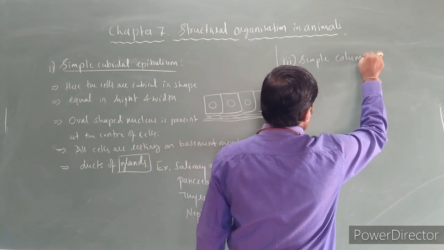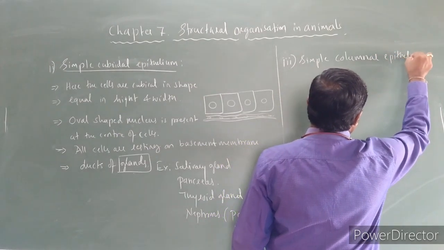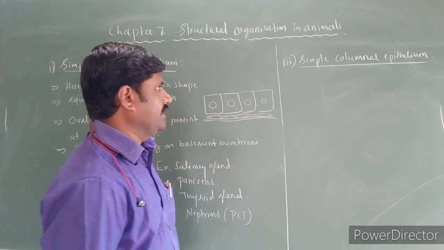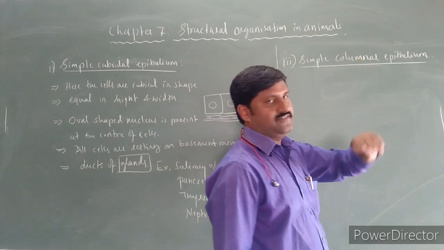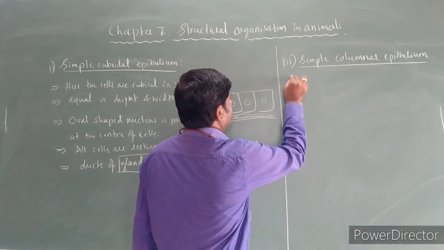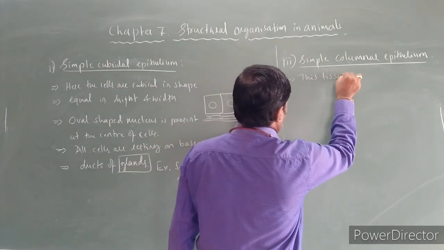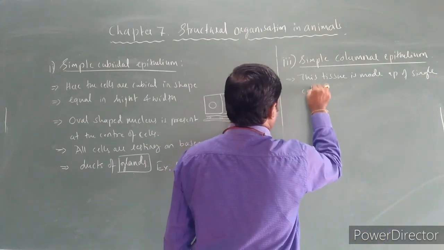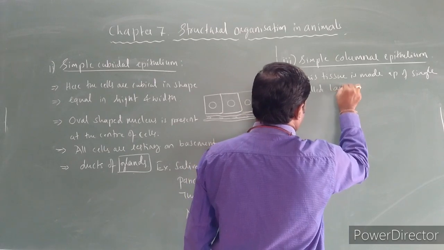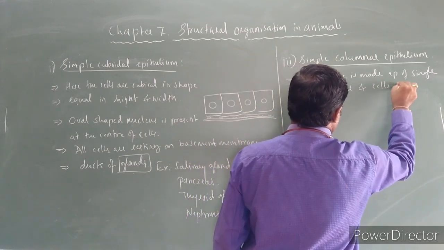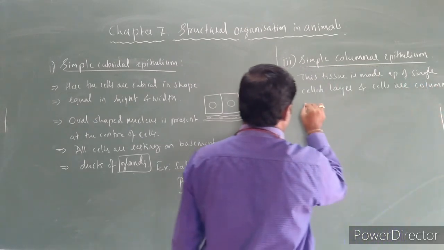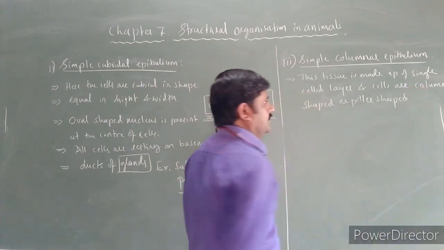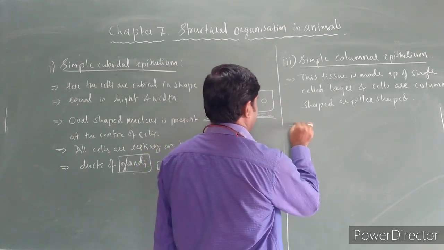And the next one, now that squamous and cuboidal are over, we shall start with the simple columnar epithelium, right? Simple columnar epithelium, right? So where is this simple columnar epithelium located? Before that we must know the shape of the cell. What is the shape of the cell? Column shaped or pillar shaped. Here, this tissue is made up of a single cell layer, and the cells are column shaped or pillar shaped. How are the cells? They are column shaped or pillar shaped cells.